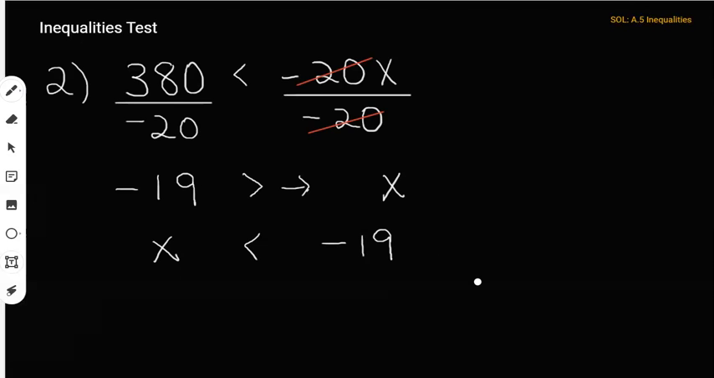So there are 2 things that you're going to do for every question. You're going to write down the solution set. In this case, you're just going to have an x, a vertical line, and x is less than negative 19. And then I'm going to close it up. So what this means is you're looking at all the real numbers x such that x is less than negative 19.